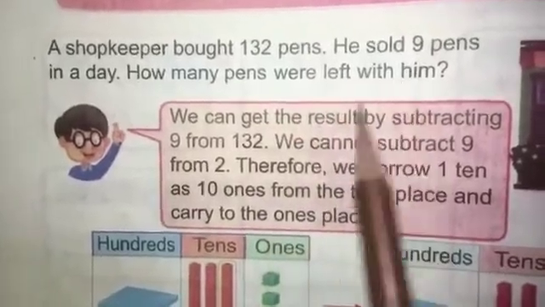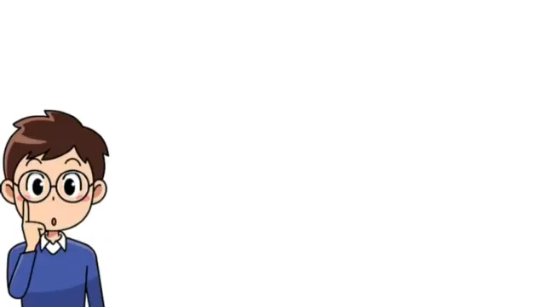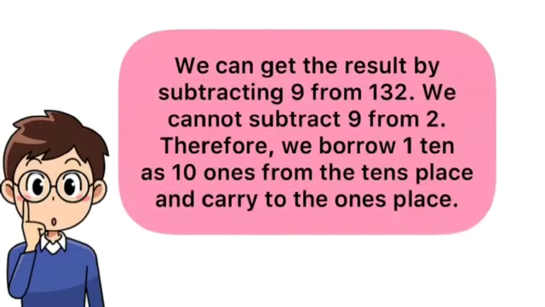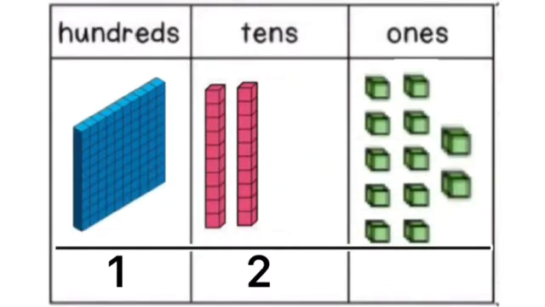Students, let's find out. Here I am showing you the number 132 in blocks at the ones, tens and hundreds place. We can get the result by subtracting 9 from 132. We cannot subtract 9 from 2. Therefore, we borrow 1 ten as 10 ones from the tens place and carry it to the ones place. Now it will become 12 ones.